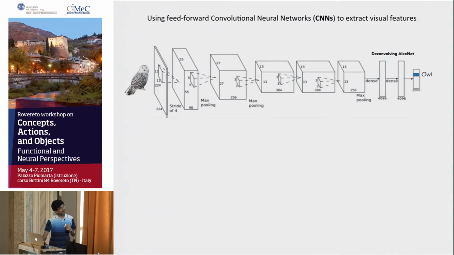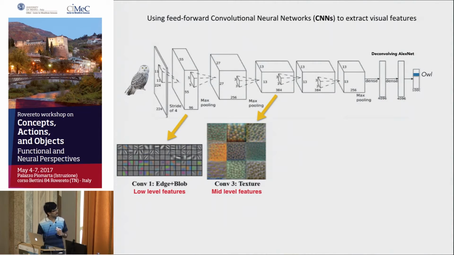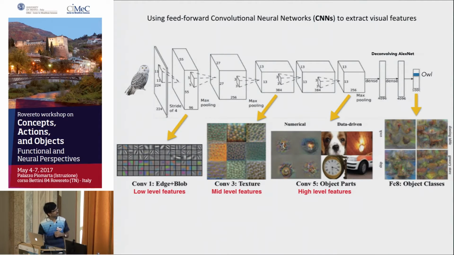So you can deconvolve these networks and try to figure out what kind of visual features have been represented. In the first layers, you have features like edges and blobs, like Gabor filters. As you proceed through the CNN, you get mid-level features like textures, and then in the end layers, you go to object parts. So you have this really nice hierarchical processing going on in the convolutional neural network.